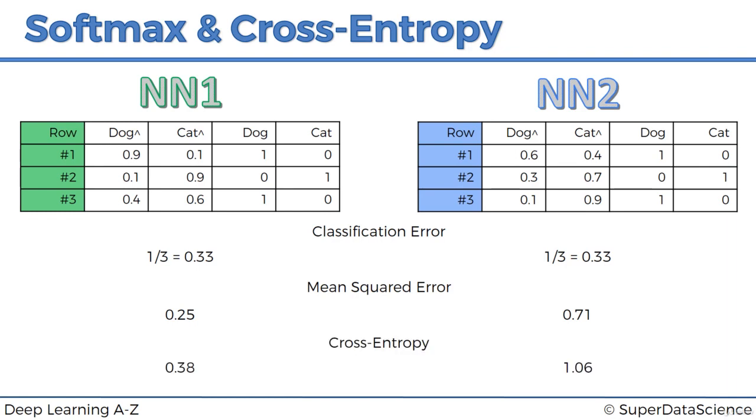And then cross entropy, again, we've seen the formula. You can also calculate this. This is actually even easier to calculate than the mean squared error. Cross entropy gives you 38% for neural network 1 and 1.06 for neural network 2. So you can see the results are a bit different when you look at the mean squared error and cross entropy.